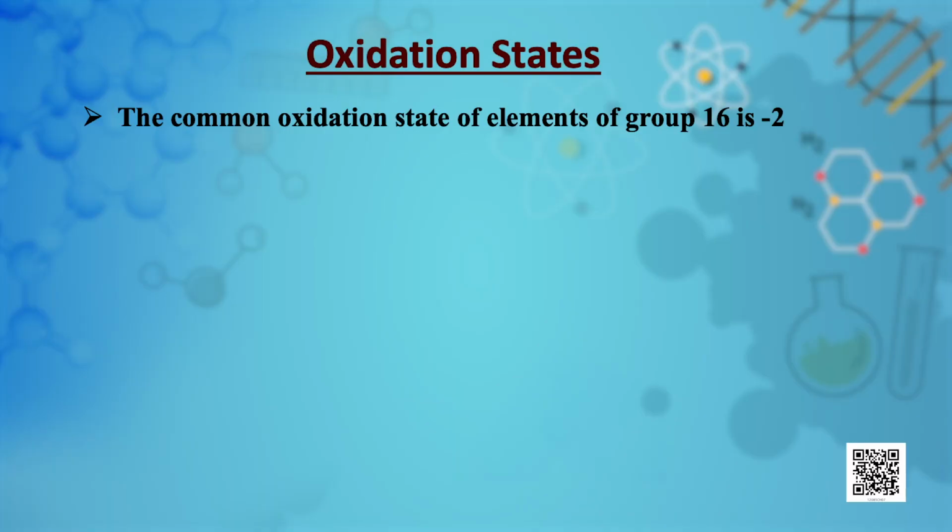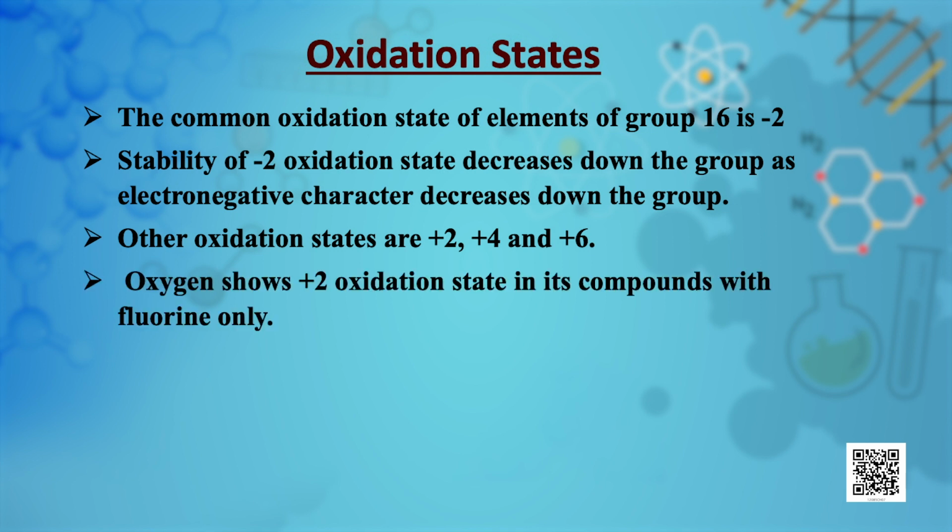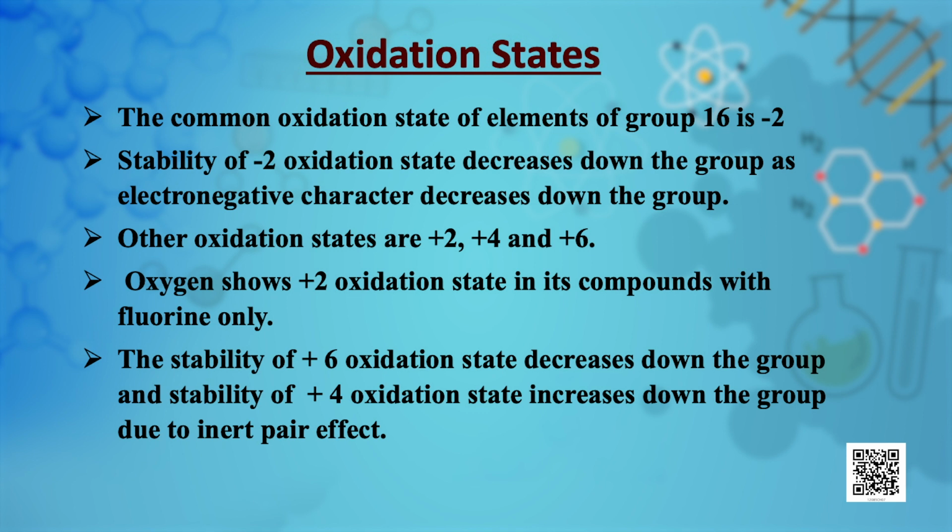The common oxidation state of elements of group 16 is -2. Stability of the -2 oxidation state decreases down the group as electronegative character decreases down the group. Other oxidation states of the elements of this group are +2, +4 and +6. Oxygen shows +2 oxidation state in its compounds with fluorine only. The stability of the +6 oxidation state decreases down the group and stability of the +4 oxidation state increases down the group. This is due to inert pair effect.